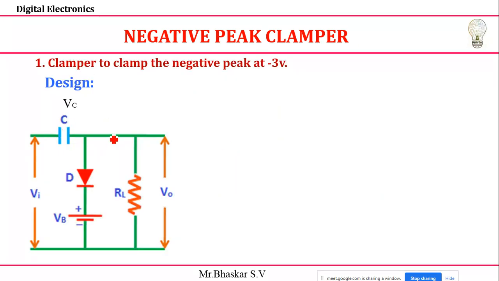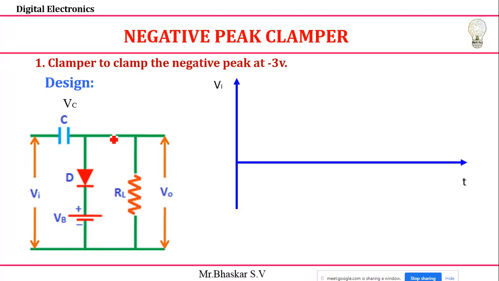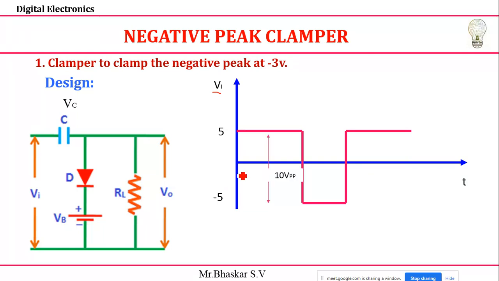So how to design this? This is my input waveform, which I'm going to plot as Vi versus t. The input waveform goes between 5 volts and minus 5 volts, and the peak to peak voltage we have is 10 volts. This is the input, the same input signal I'm going to take. But see the question: clamper to clamp at the negative peak at minus 3 volts. So I want to design for this minus 3 volts, meaning minus 5 and next minus 3, and plus 5 and minus 3. What values will you get? Minus 5 and minus 3 means I'll get minus 8. 5 minus 3 means I get 2 volts.